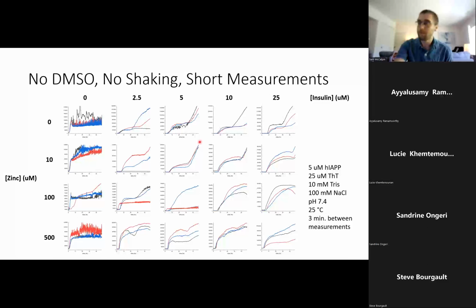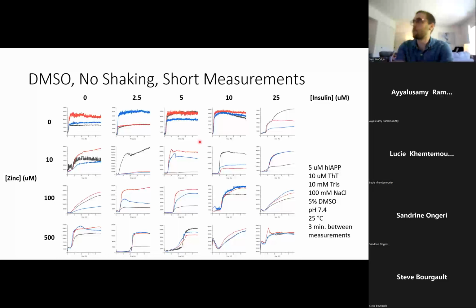The first thing I tried was what Lucie had been doing beforehand. Some people like to dissolve their peptides in DMSO or another organic solvent beforehand. We wanted to try this especially because insulin is hard to solubilize at the pH we were looking at. We can see there's an effect on the kinetics. The lag times are a little longer and that second step in the profile has gone away, but in several of the samples the shapes of the replicate curves still don't look the same.